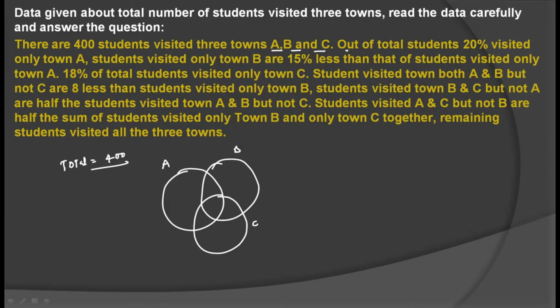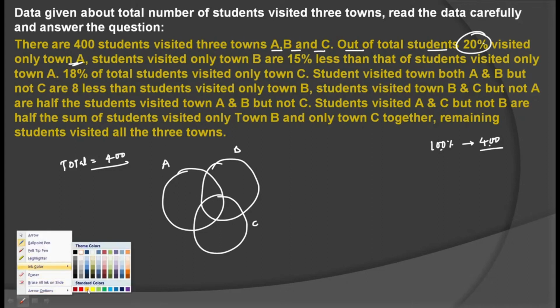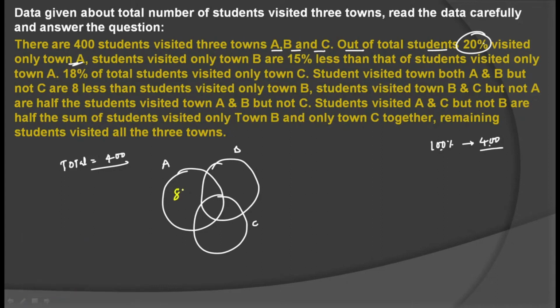Now here is the information: out of total students, 20% visited only town A. We already know that 100% is equal to 400. Now 10% is equal to 40, 20% is equal to 80. I am taking the data directly. Now the total number of persons who visited only A is exactly equal to 80.